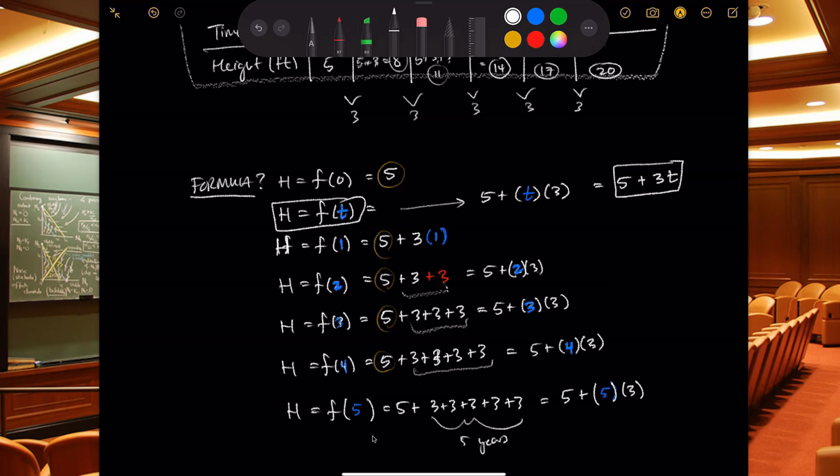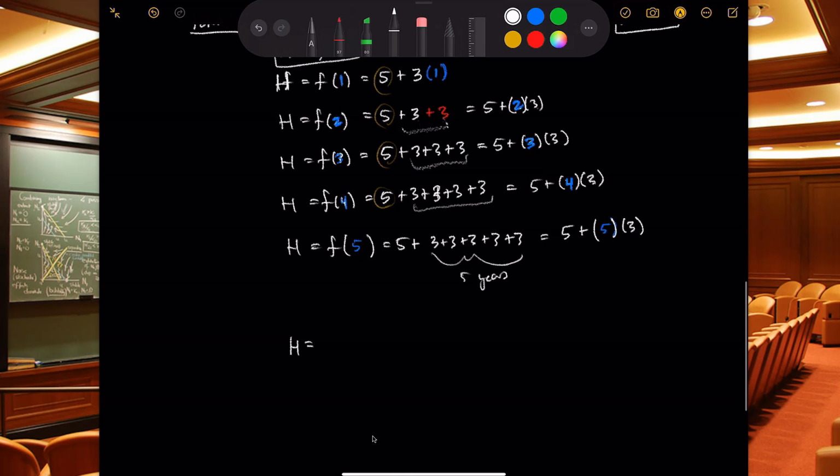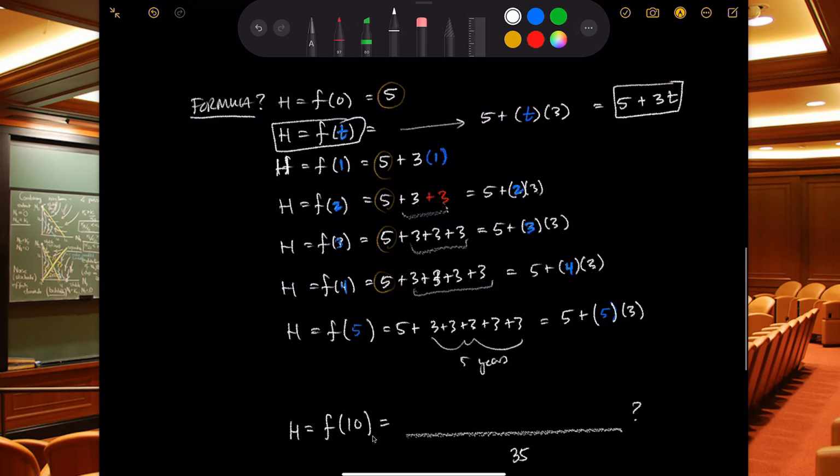So what's nice about this, we just generated this formula, and make sure that how we did that makes sense to you. Notice that, after 10 years, I would like you to try this yourself. What would you expect f of 10 to be? And make sure that you see that it is 35. Okay.